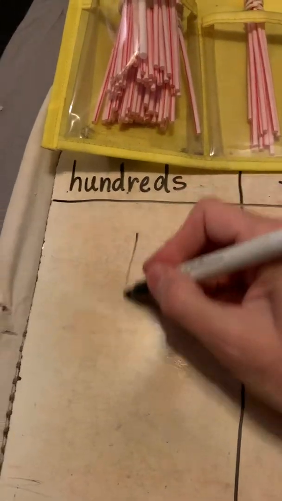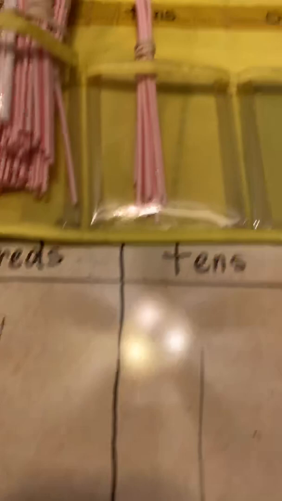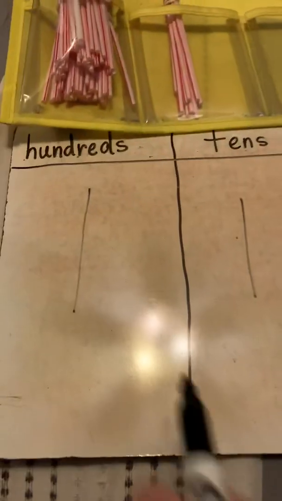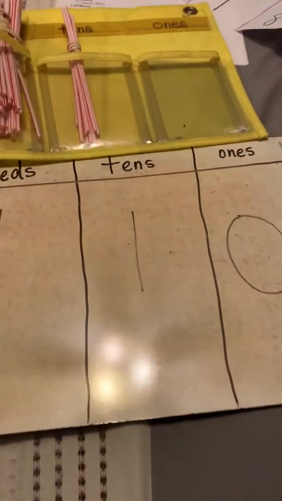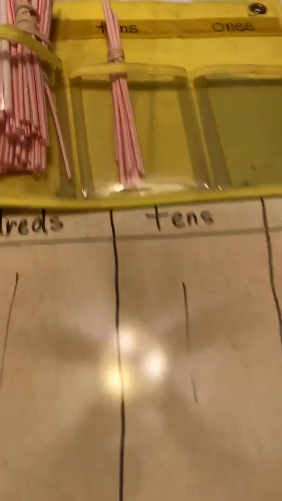All right, I have one group of 100. I have one group of 10. And I have 0 ones. There's no ones in there, no straws. So I have 110 straws. So very quickly, look how fast we counted that. We just counted 110, just like that.